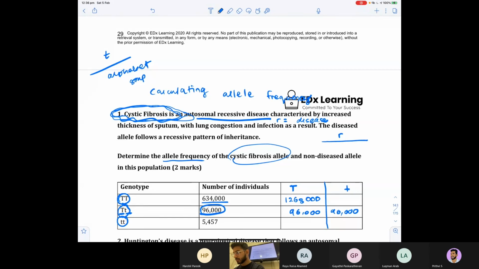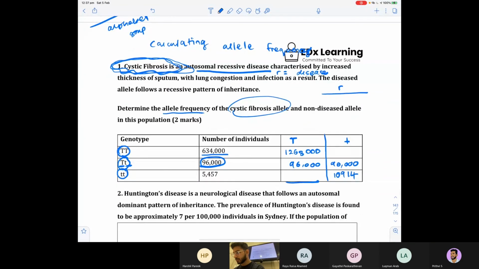Now, we have 5,457 people with two little t's, right? Each person has two little t's. We have 5,000 of them. So how many little t's do we have? Times it by 2, yeah. What is it, 10,000? 10,914. Good, very good.